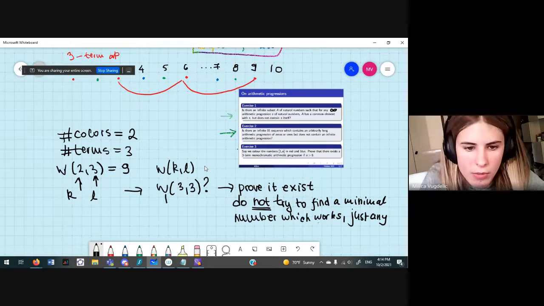Just any, and afterwards we will move on to 3 colors, K colors, 3 terms, and finally the last one.